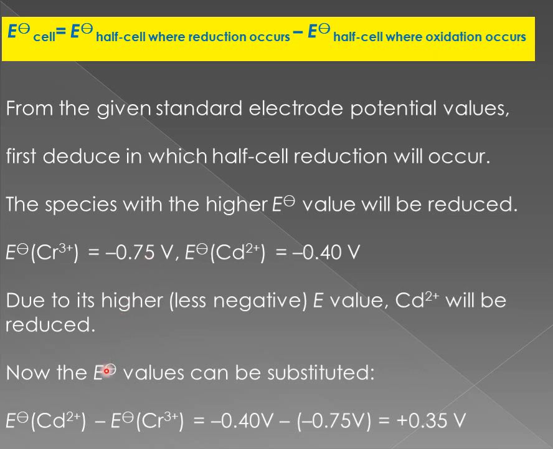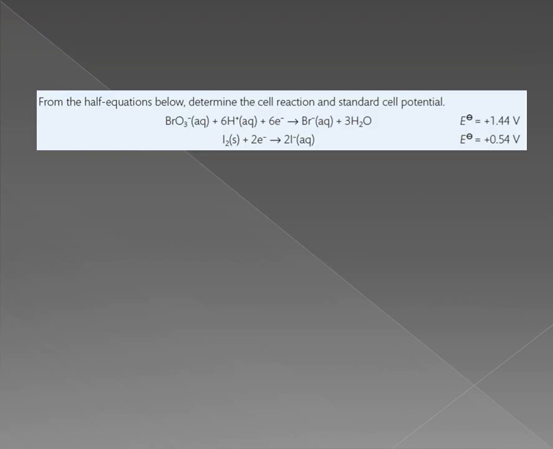So now the standard electrode potential values can be substituted into this equation. Cadmium, where reduction will happen, minus the one for chromium, equals minus 0.4 minus negative 0.75, which equals 0.35 volt. Next question.